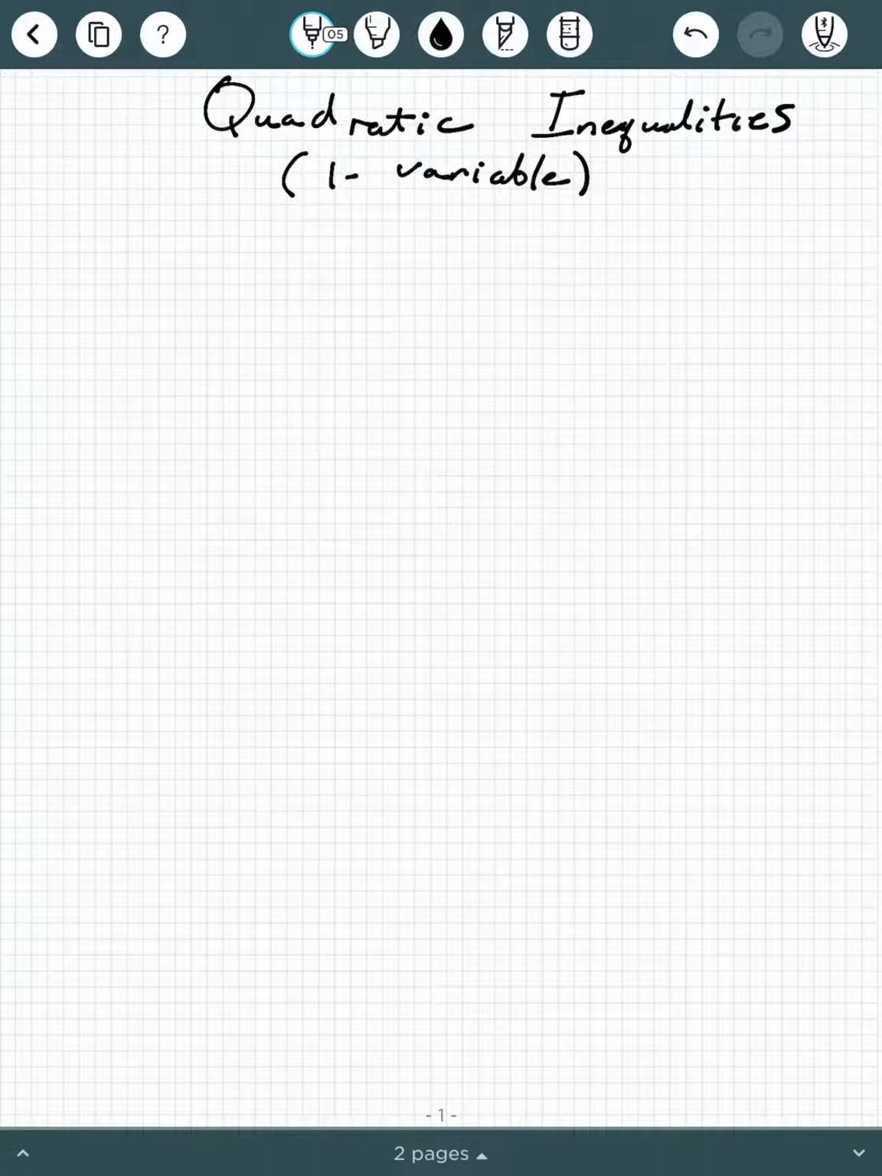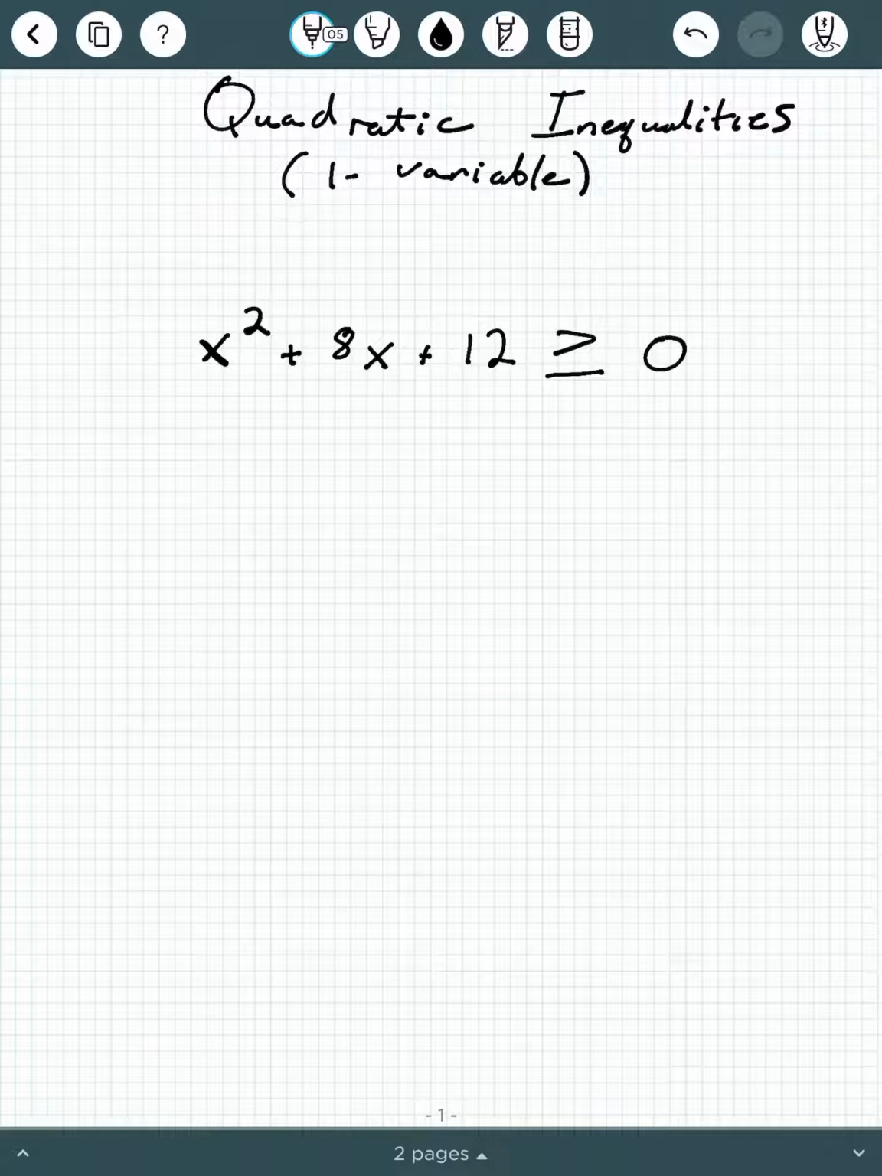An example of a quadratic inequality might be something like x squared plus 8x plus 12 is greater than or equal to 0. Let's start with just that.